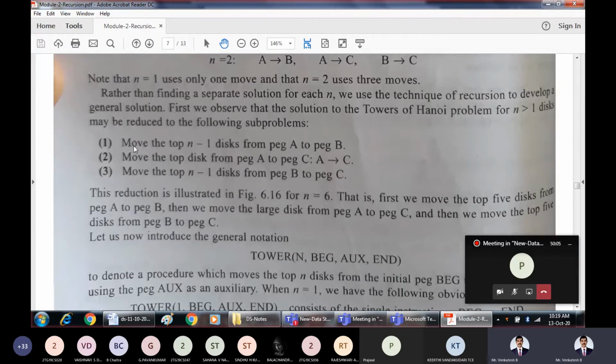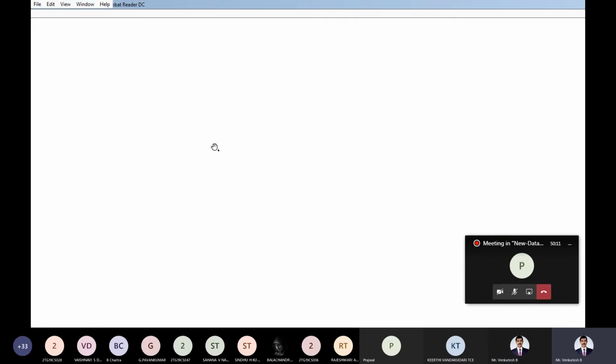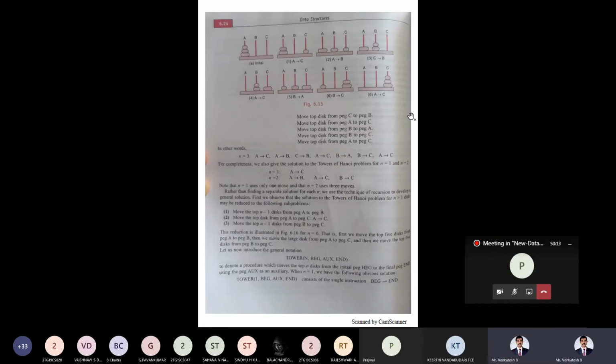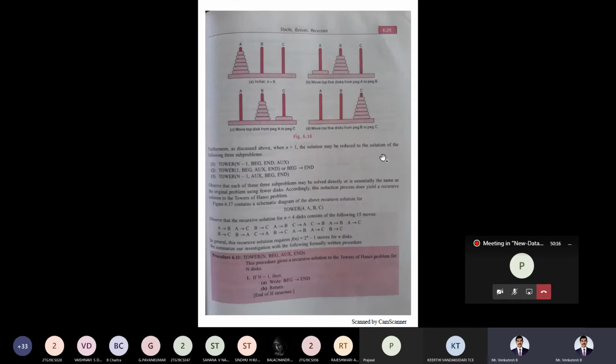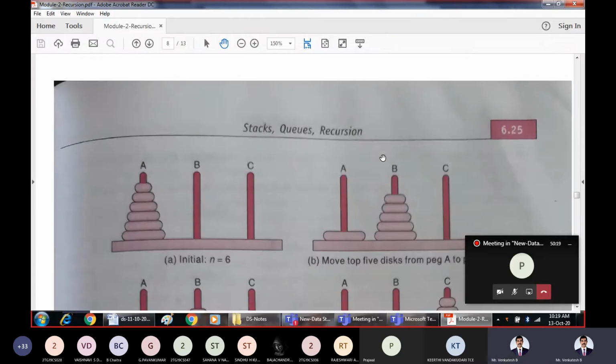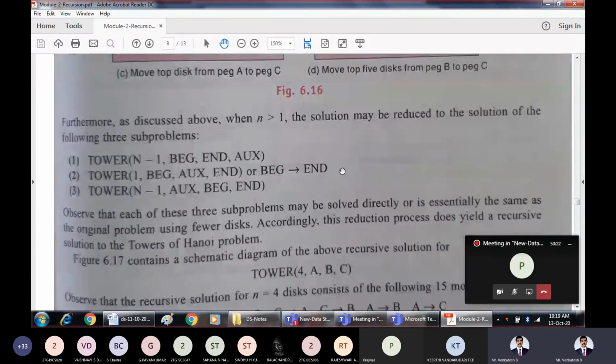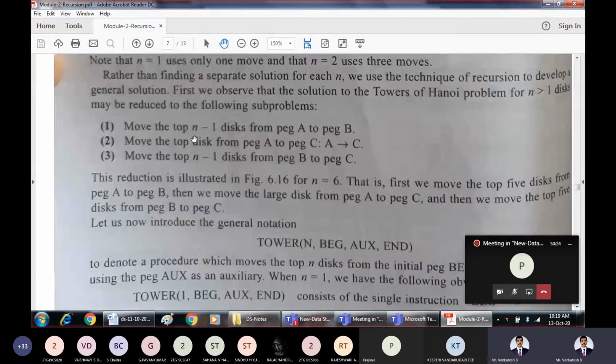What it says, move the top n-1 disks. What the generic solution says is: move the top n-1 disks from A to B, then move the top disk from A to C, then move the n-1 disks from B to C. So that is the recursive solution for this. I will explain this with a demonstration, so it will be clear and you can remember it clearly.